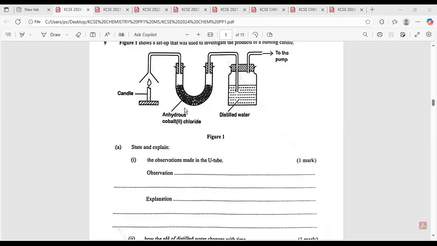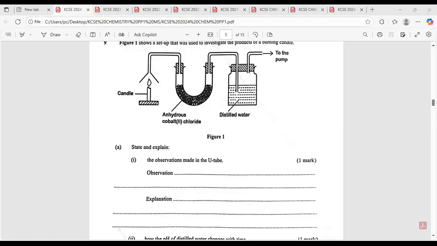Okay. I've seen your question, Valentine. So I'm saying this. Once we burn a candle, it will give us water and carbon dioxide. What is being tested here is the chemical test for water. So cobalt-2 chloride will change from blue to pink. That is the observation. Then the carbon dioxide will be passed and put here in water, and the rest will be taken to the suction pump. So, number one, explain the observation made.